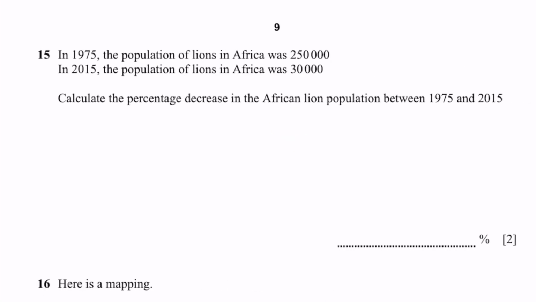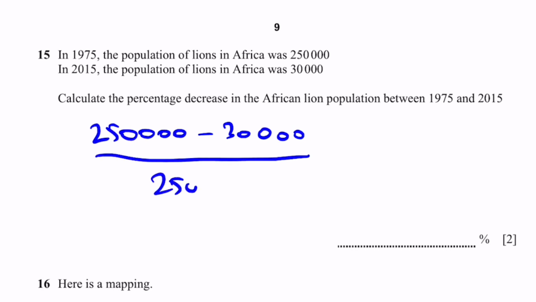In 1975, the population of lions in Africa was 250,000. In 2015, it is 30,000. Calculate the percentage decrease in the African lion population between 1975 and 2015. So the percentage decrease will be 250,000, the original value, minus 30,000, the new value, divided by the original, which is 250,000, and times 100% to make it a percentage. You can cancel 2 zeros, and let's get our calculator.